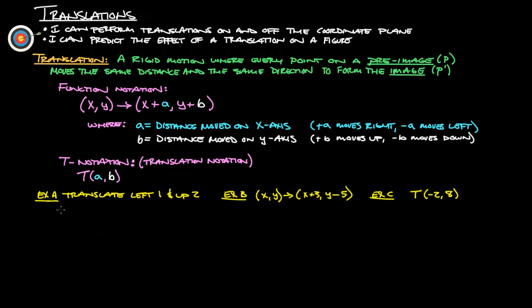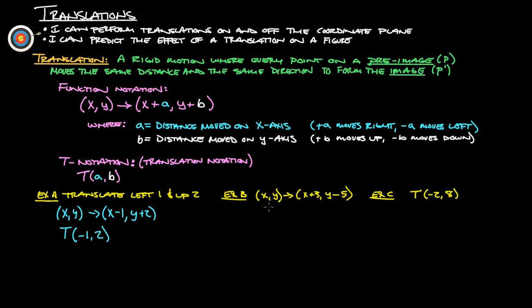Our translation notation, x and y. On this one here, translate left 1 and up 2 is going to go x. If we're going to the left, negative moves to the left, so it's minus 1. And then the y goes up 2. Positive b is our up 2, so that's going to be plus 2. So that's in this function notation here. And then our T notation is simply just going to be translate, and we're going to go negative 1 for all the x's and positive 2, or just plain old 2, for all the y's.